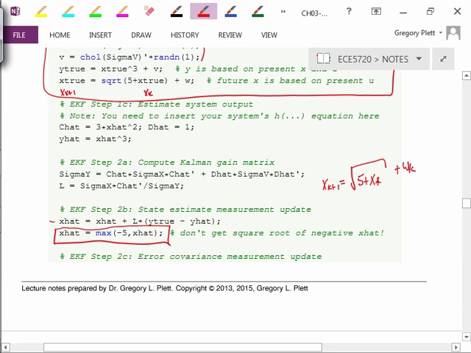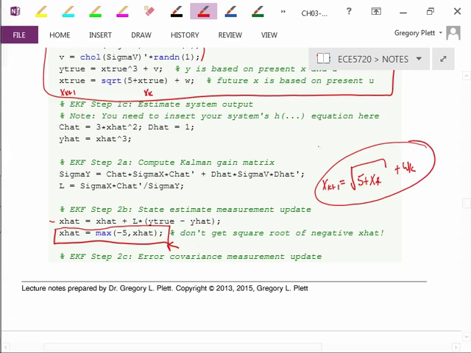Here I am putting limits on what I will consider an acceptable estimate by saying anything below minus 5 is unacceptable. So I'm going to compare the estimate that I achieve to minus 5, and I'll take the bigger of the two. Doing that makes sure that when I get to this step 1a next time around, I don't get complex numbers in it.